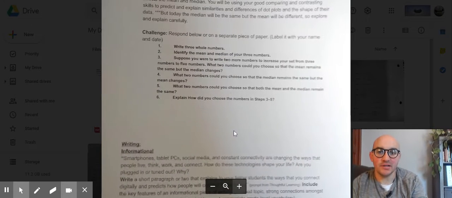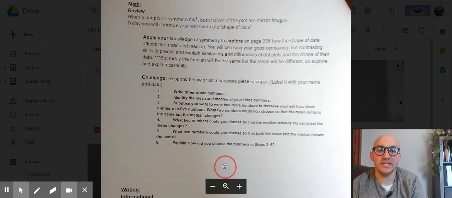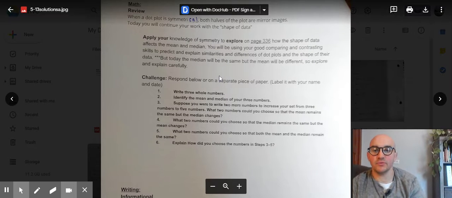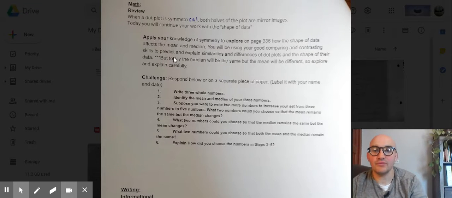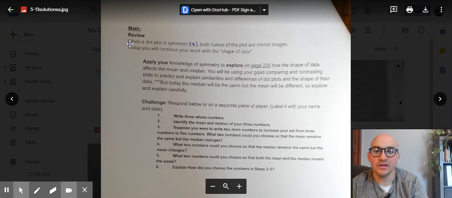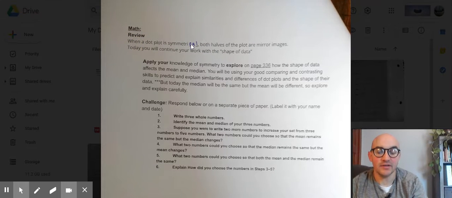So today's work is all about comparing median and mean, understanding how they relate to one another. First thing we have to do here is finish off this word. So when a dot plot is symmetrical, both halves of the plot are mirror images. And today we're going to be working on the shape of data.